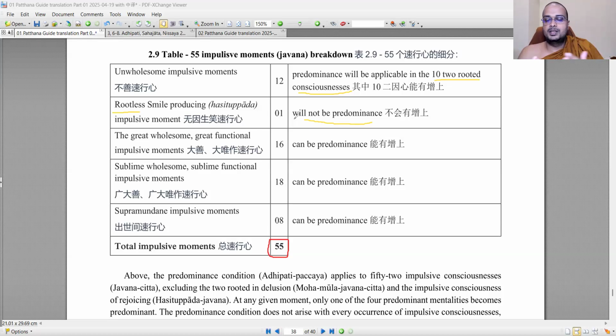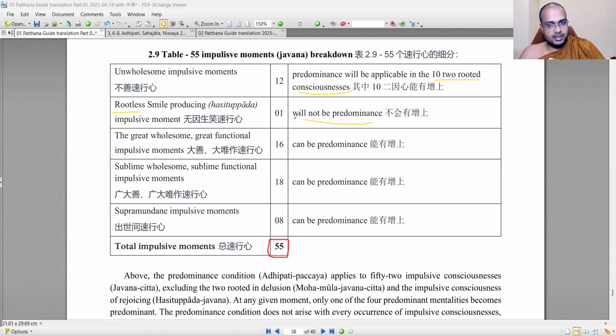The word predominance itself means that it's dominating something. It's dominating the other dhammas which are there. So there shouldn't be two dhammas which are dominating. In the Burmese tradition, they give a simile. In the case of the predominance condition, it's like a universal monarch, who has dominance over the entire universe, the entire world.